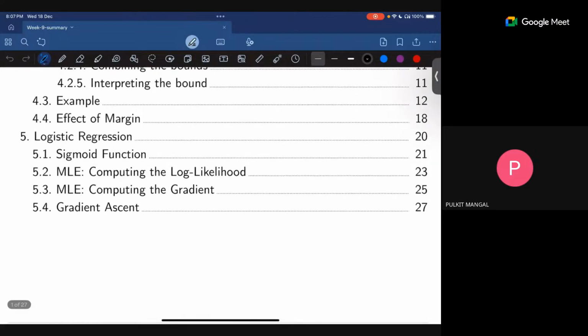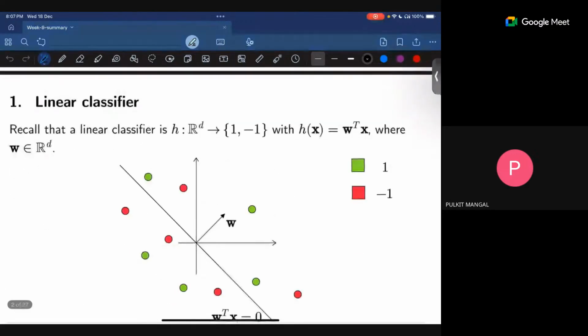In week 9, we will start with the linear classifier. We have seen a linear classifier H, in which we take data in R^d, and our output may be 1, -1, or 0, 1 according to the label, where H is a function W transpose X. That is, we are only taking the linear function into account.